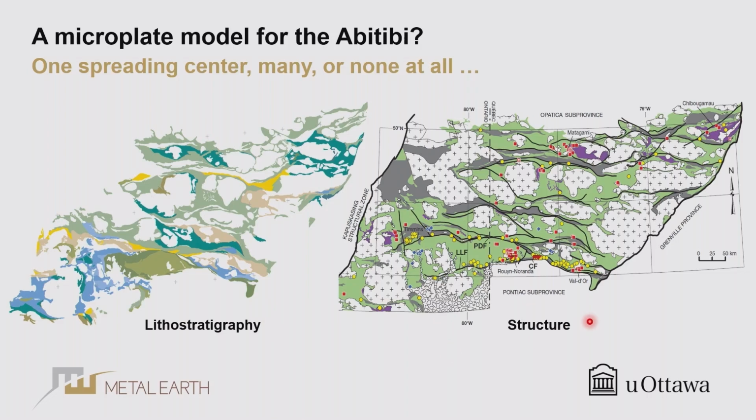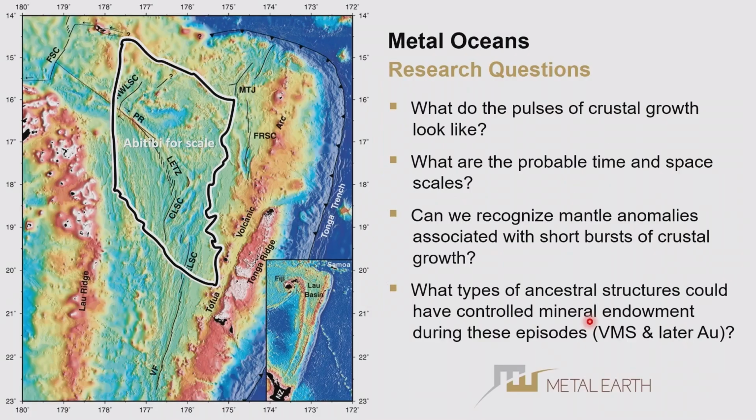So we chose as our first example, and I'm going to talk a little bit about this because it's the one we know the most about right now, the Lau Basin as an area to learn. What is a plate boundary? What is a microplate boundary? How does extension occur? How does crustal growth occur?